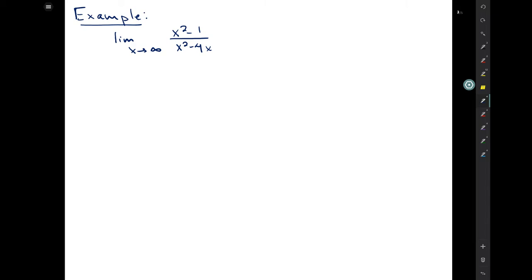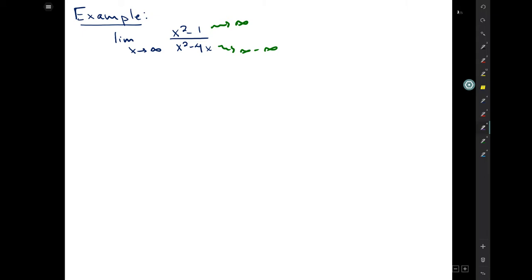So here I have the limit as x goes to infinity of x squared minus 1 divided by x squared minus 4x. So on the top of this, I have infinity squared minus 1. That just goes off to infinity. And on the bottom here, I have infinity squared minus 4 times infinity. So that goes off to infinity minus infinity. So that is an indeterminate form.